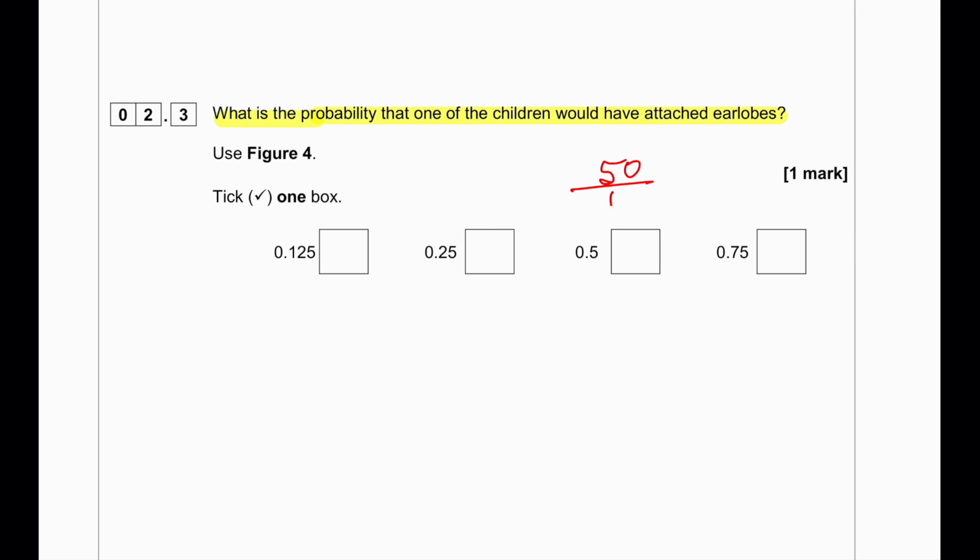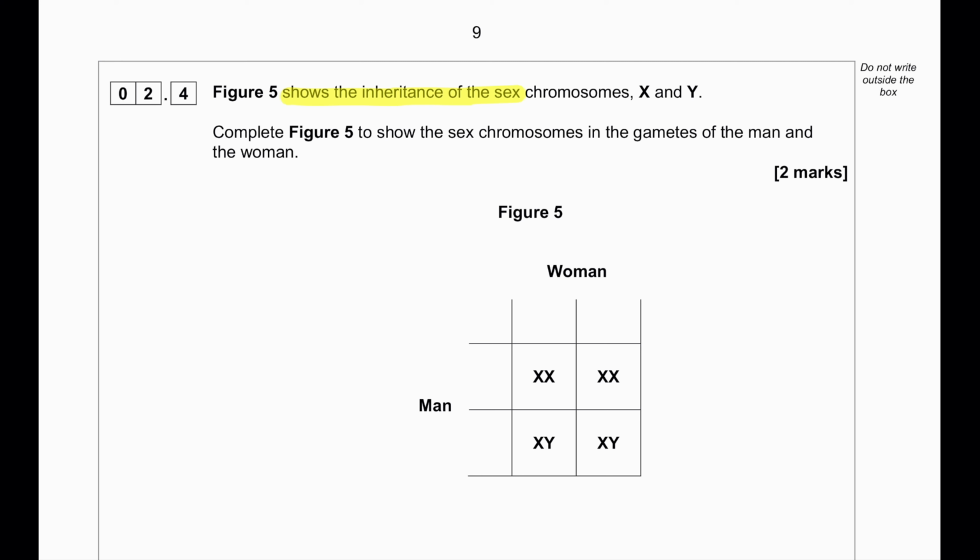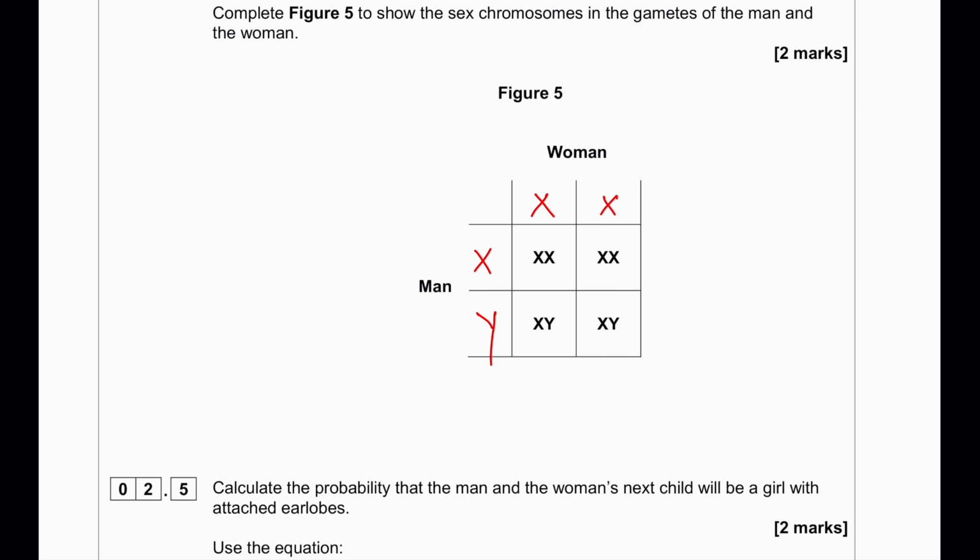50% means 50 over 100, so 0.5. Figure 5 shows the inheritance of the sex chromosomes X and Y. So a woman is always X and X, and a man is always X and Y. So we can see that whenever a particular couple has a child, there is a 50-50 chance of having a female child and a 50% chance of having a male child.